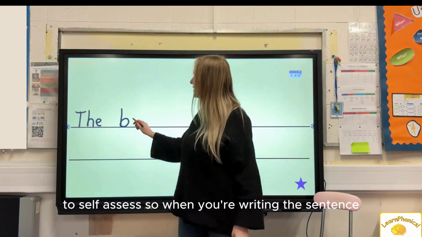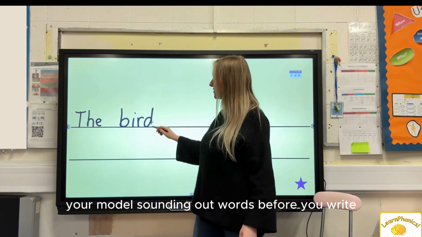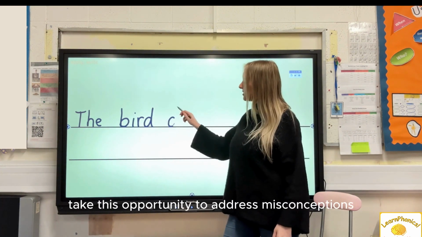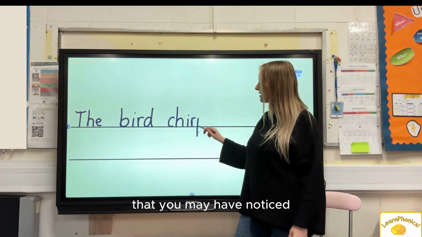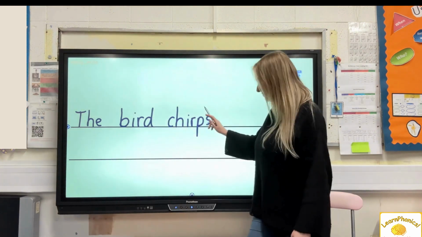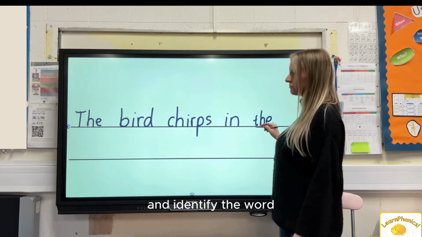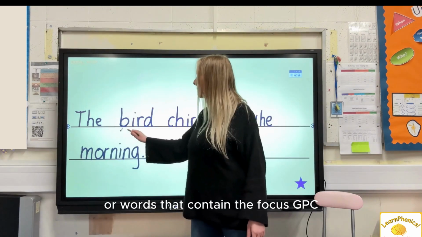So when you're writing the sentence, you'll model sounding out words before you write, you'll model forming your letters correctly, and also take this opportunity to address misconceptions that you may have noticed when walking around. And for the sake of repetition again, reread the sentence through as a class and identify the word or words that contain the focus GPC.